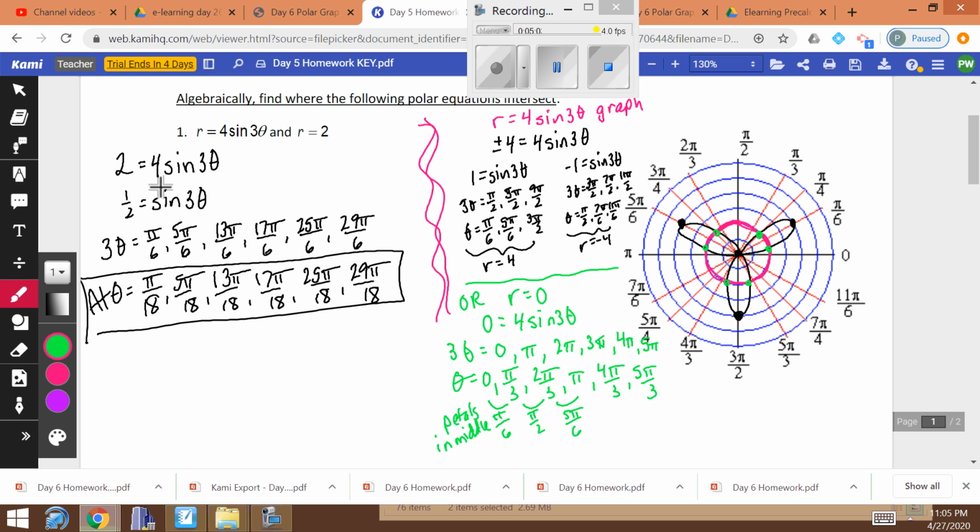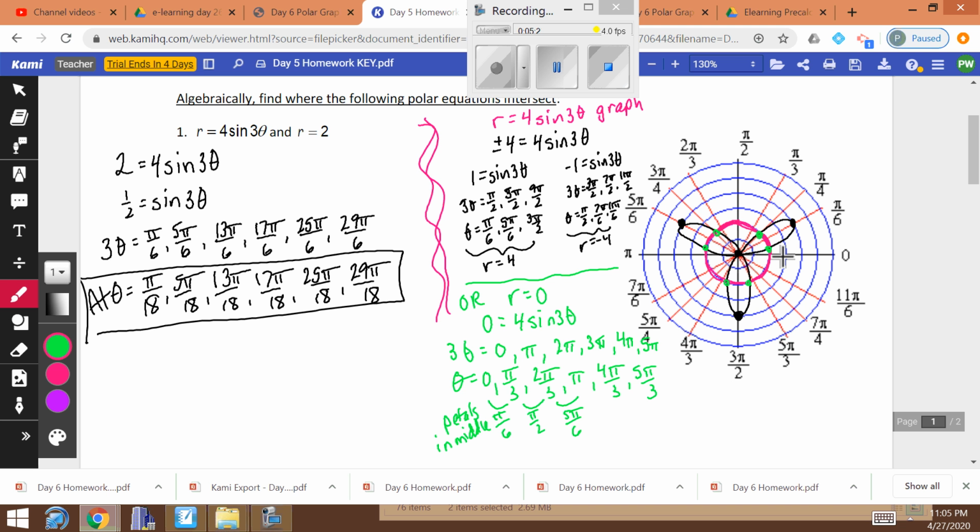So we put 2 is equal to 4 sine of 3 theta. We want to find out where the sine of 3 theta is 1/2. So sine is 1/2 at pi over 6 and 5 pi over 6, but we have to go all the way to 6 pi because of that 3 theta. When we divide by 3, we end up getting all 6 answers.